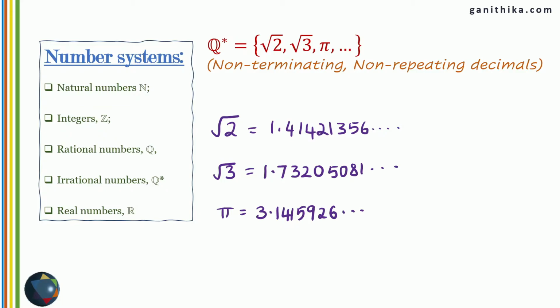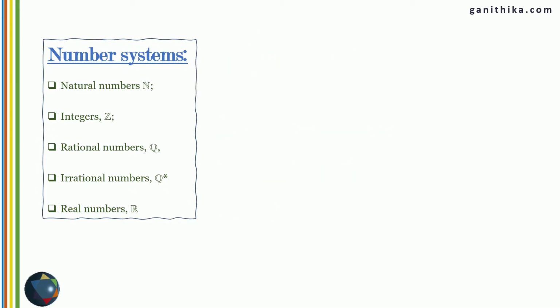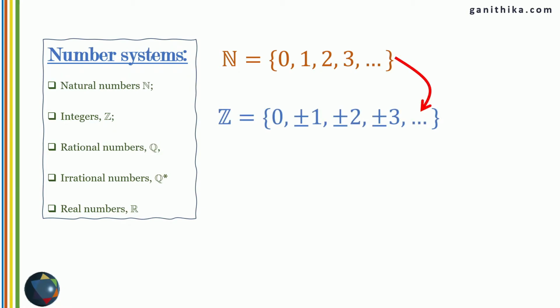So before we move on to real numbers, let's see the connection between these four sets. The first set, the smallest set, is the set of natural numbers, right? 0, 1, 2, 3, etc. This is the first set that was formed by humans. If you include negative numbers into this natural number set, you will get integers. Therefore, the natural number set is a subset of integers. The set of integers is bigger than the set of natural numbers.